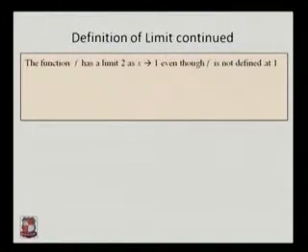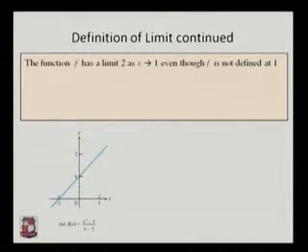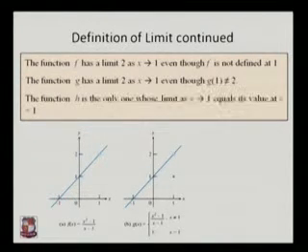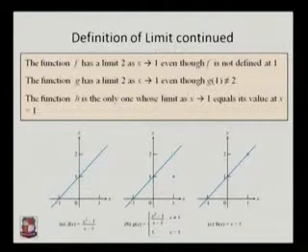Okay, so this is something more about the definition of the limit. This idea represents the same thing. The function f has a limit 2 as x tends to 1 in the first figure. The function g has a limit 2 as x tends to 1 even though g of 1 is not equal to 2, and the function h is the only one whose limit as x tends to 1 equals its value at x equal to 1.